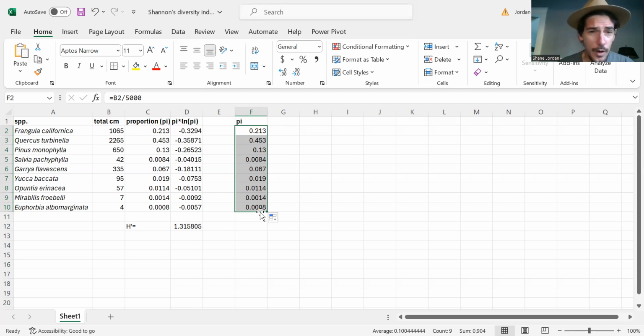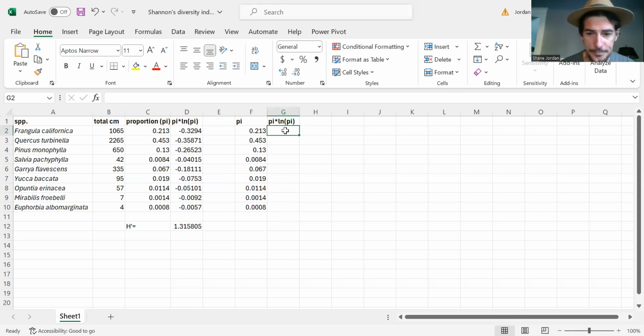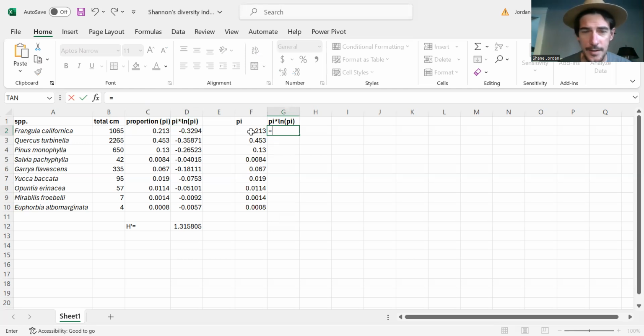It's pretty efficient. Likewise, if we want to calculate proportional cover times the natural log of proportional cover, we would start with the equal sign. We're going to say that proportional cover times the natural log of proportional cover equals the proportional cover in this particular cell times parentheses natural log, which is a function in Excel symbolized by ln. So ln is a function that Excel recognizes. ln, natural log, parentheses, proportional cover, close the parentheses, and close the parentheses one more time to complete the expression.